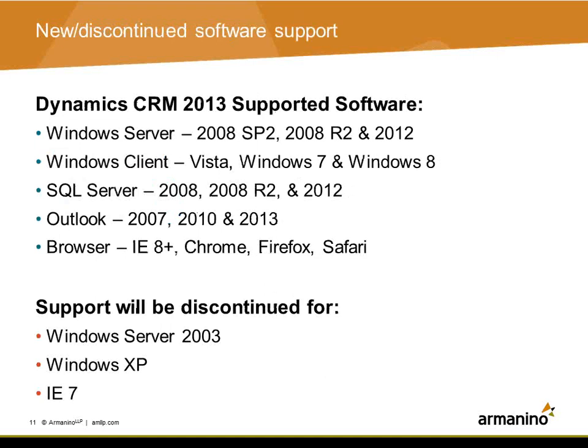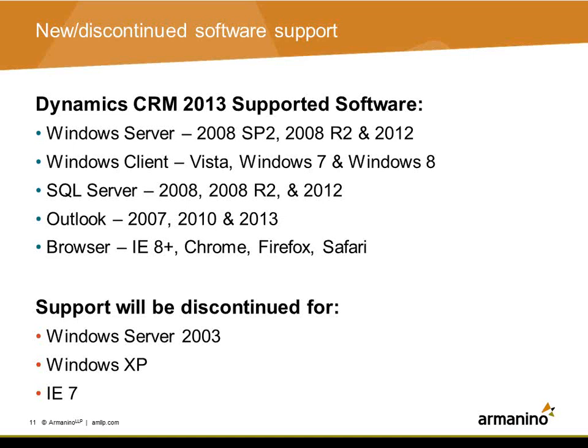All right, so with this new release of CRM, we've got some new supported softwares, and we've also got some things that have been sunsetted. So for the 2013 supported softwares, for the folks who have on-premise installations, the Windows Server supported OSs are 2008 SP2, 2008 R2, and 2012. For your Windows clients, and this will be true of our online friends as well, Vista, Windows 7, Windows 8. For the on-prem folks, SQL Servers 2008, 2008 R2, 2012.